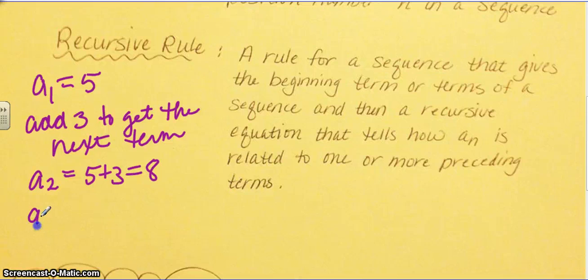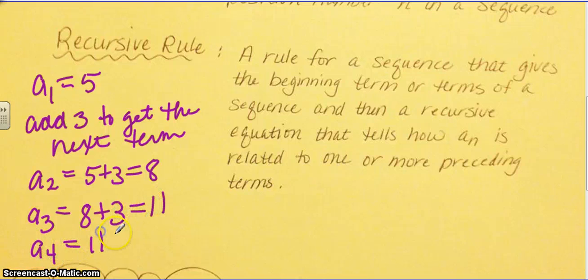I can get a sub 3 because I take the 8 and I add 3 to that. I can get a sub 4 by taking the 11 and adding 3. I can get a sub 5 by adding 3. But do you see a problem with this recursive formula? If I want to figure out a sub 100, I need to have a sub 99. In order to get a sub 99, I need to get a sub 98. In order to get that, I need to get a sub 97, and so on and so on. And so in order to get a sub 100, I have to have the first 99 terms. But that is what it is. It's a recursive rule.